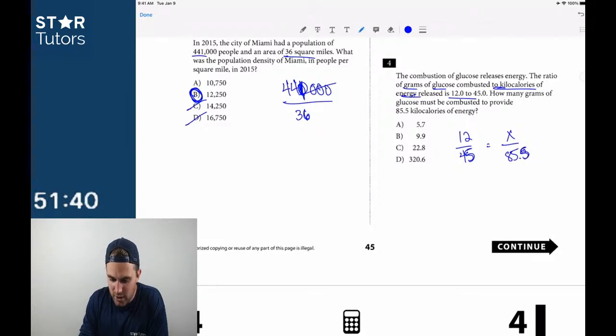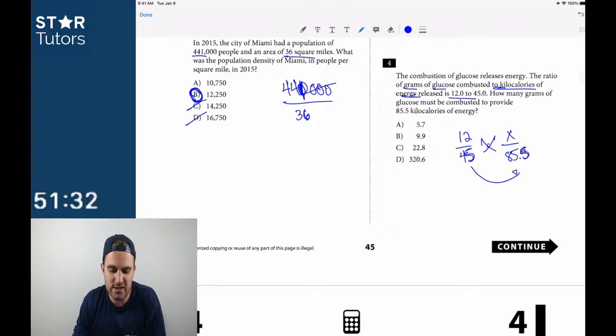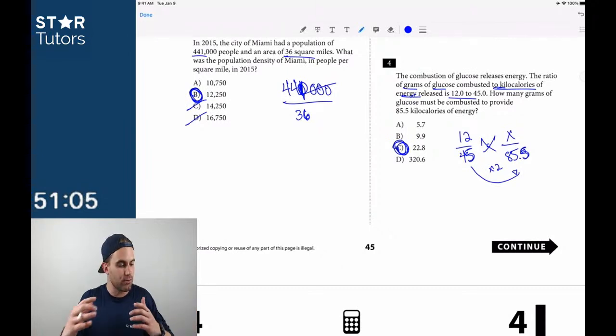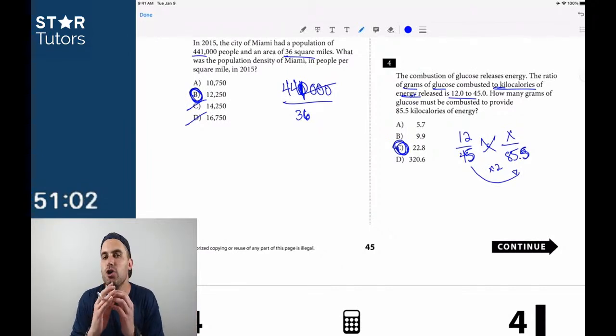Right now, everybody wants to cross multiply and go through the whole process. But look, guys, 12 over 45, 45 to 85, 45 times 2 is roughly that. Yeah, 12 over 45, that's right. This is roughly times 2. So we can assume that 12 times 2 is 24. So I think the answer has to be C for number 4. And again, everybody wants to go through every step of cross multiplication. You don't need that on your test.